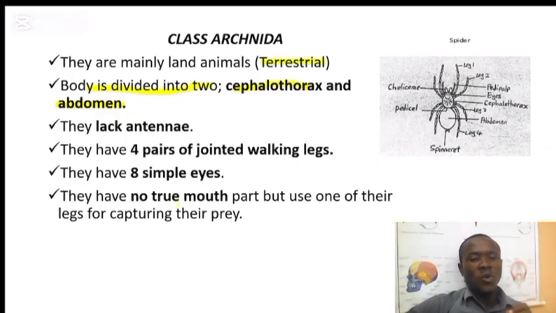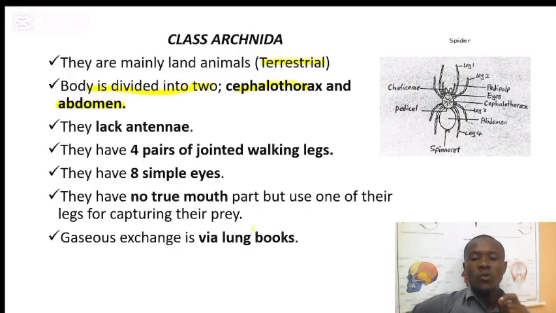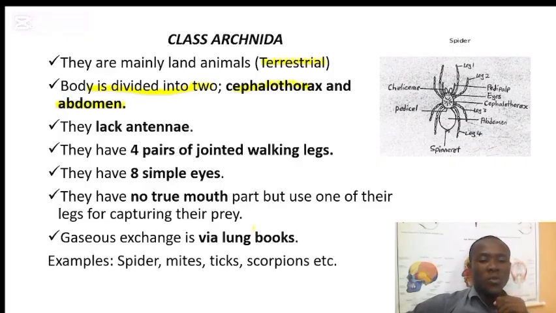They have no true mouth parts, but use one of their legs for capturing prey. What they use is called chelicerae. It is the chelicerae that they use to capture their prey, and it is the chelicerae that they use to inject poison into the prey. And lastly, they use book lungs for respiration. Examples of organisms include spider, mite, tick, scorpions, etc.